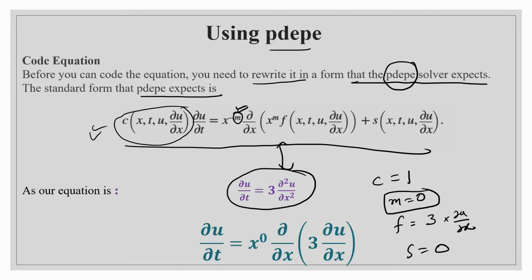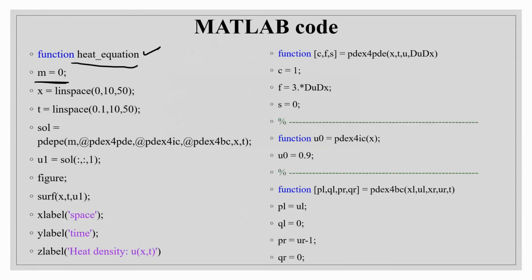Then I have divided x from 0 to 10 with 50 points. I am talking about the space between 0 and 10, divided into 50 equally spaced points. Then t is taken from 0.1 to 10, and again there are 50 points between them where the iteration will take place.